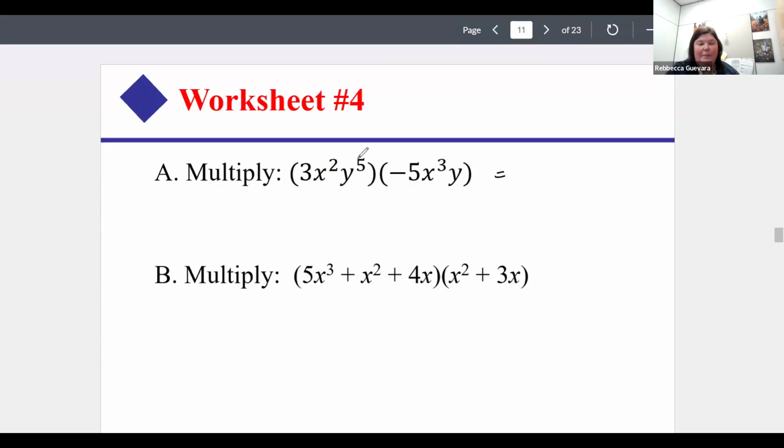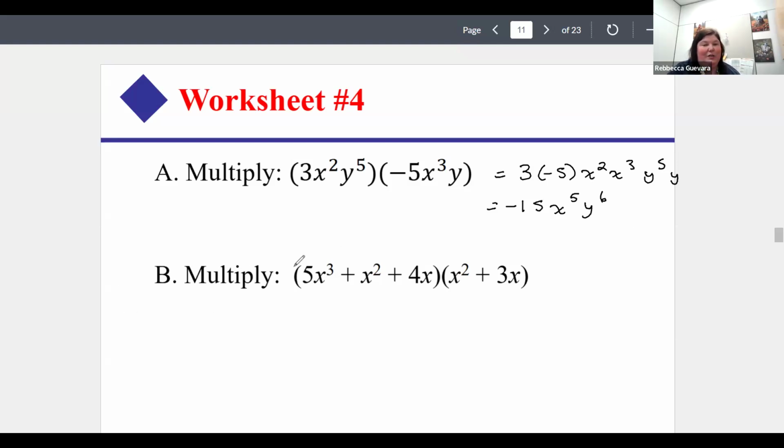So for A, 3 and then negative 5, we put those together. The x squared and the x cubed go together. The y to the 5th and the y go together. This will give me negative 15 x to the 5th y to the 6th.